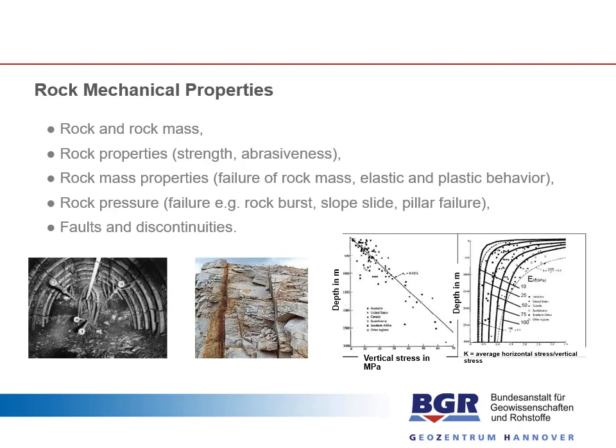So the optimum would be a very competent, a very strong host rock, but the ore should also be at the same time easily exploitable. This is usually not the case in nature, but I just want to show you that problems may occur if you have issues with rock mass properties or rock pressure or faults and discontinuities.